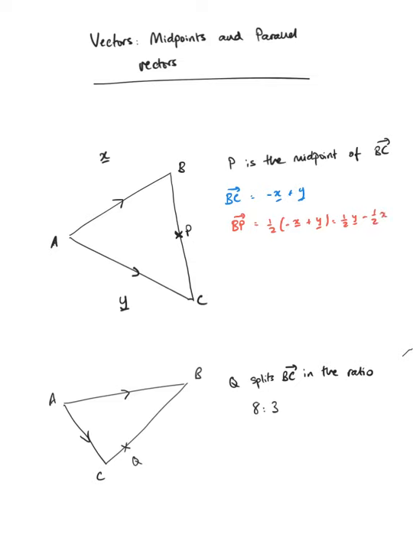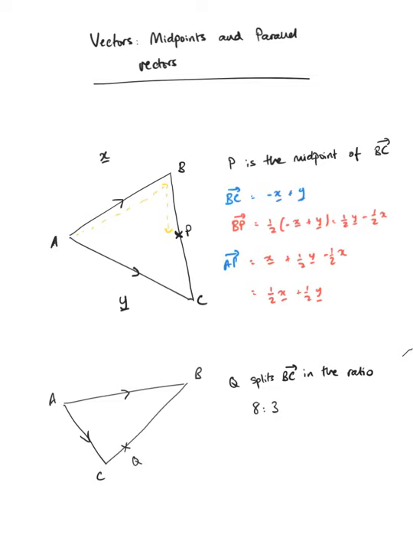If I then wanted something, say, A to P, what I'm going to do is go along to B and then to BP. So it's going to be x plus a half y minus a half x. Now we're able to use normal arithmetic here. x minus a half x is a half x, plus a half y.